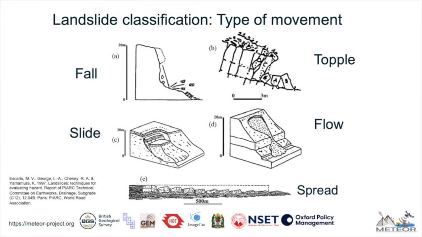Then we have flows. A flow resembles a viscous fluid with shear surfaces very short-lived or not present. There's a gradation of slide to flow with increasing water content and mobility. They occur on steep slopes in gullies and around the world and can comprise rock fragments, granular material or mixes of debris and water. And then we have our bottom type, which is spread.